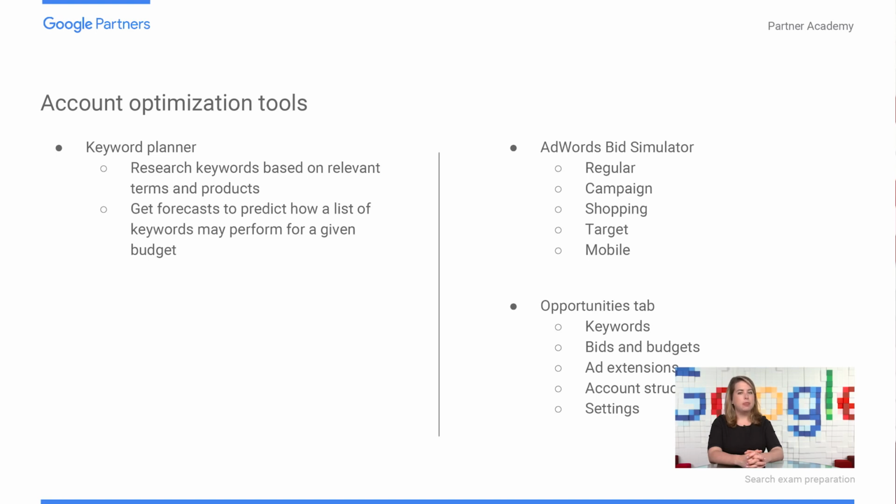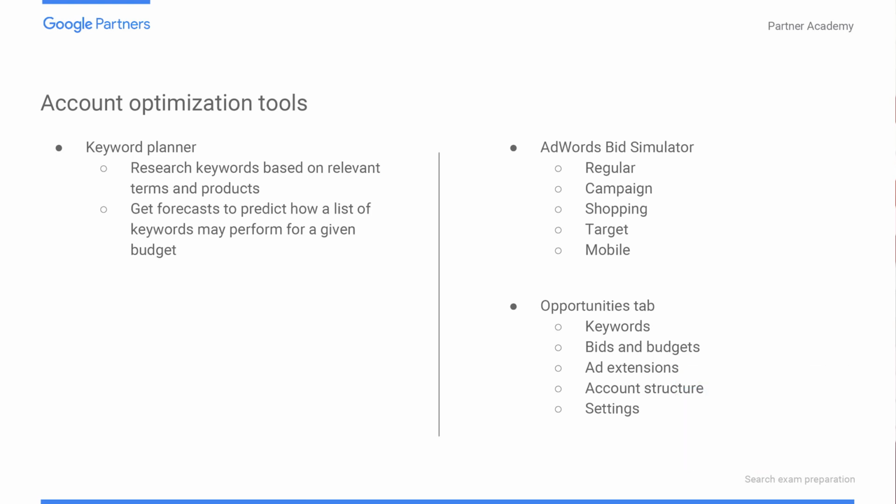AdWords Bid Simulator. The Bid Simulator collects and analyzes data from ad auctions on the search network and the display network, while considering information such as quality score, keyword traffic, and auction competition. The tool uses this information to estimate how your ads might have performed. Bid simulators provide insight into how performance may have been affected in the past 7 days, but don't attempt to predict the future performance. Regular bid simulators show how changes to max CPC may change the number of clicks, impressions, conversions, cost, and conversion values your ads could receive. Different types: campaign, the Campaigns tab; shopping, in the Products tab; target CPA, Campaigns tab or shared library; and mobile.